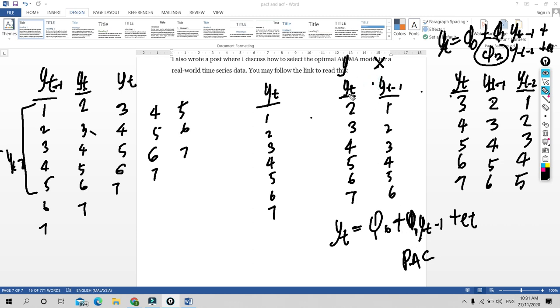Boleh? Dia kerjanya panjang sikit lah. So every time you need to find the regression, multiple regression, again and again. So you need to find so many multiple regressions. So this work is quite tedious. That's why we need to use a package or software to solve this problem.